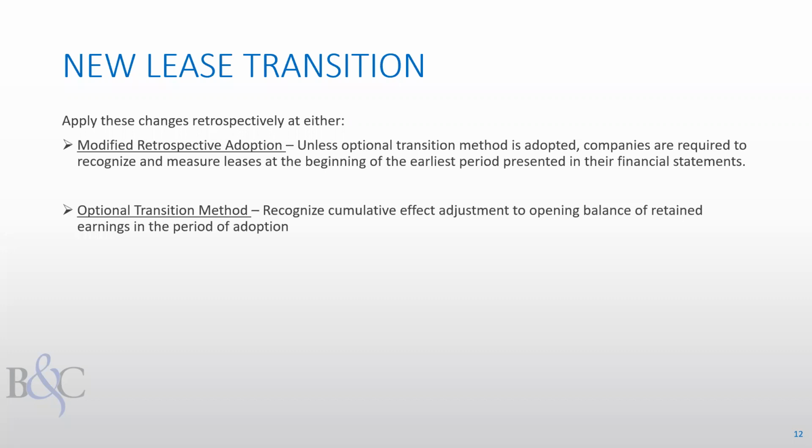Some reasons you may choose the modified retrospective approach. Maybe you want comparative financial statements, in which case you want the asset and liability to be on the balance sheet as of 2021 as well. You may choose this adoption even though it may be more work.